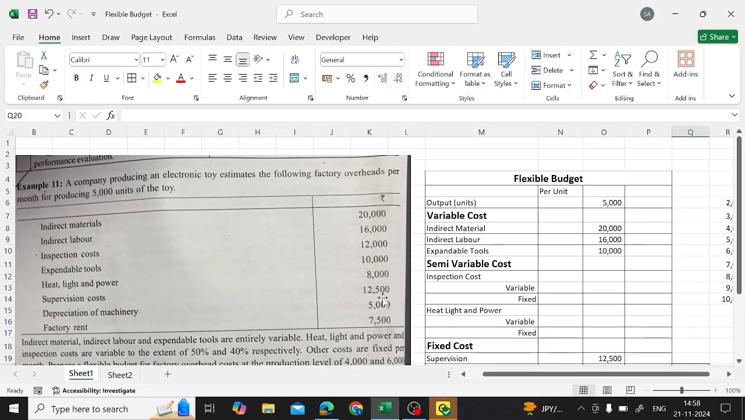Hello students. Now we are left with the last topic, that is a flexible budget. So I'm going to do two questions which we have already done in our class in Excel.